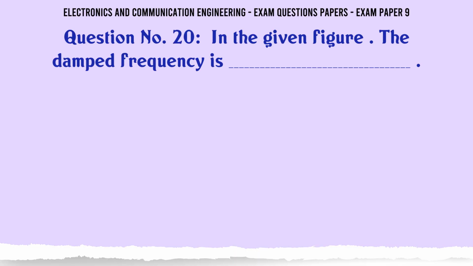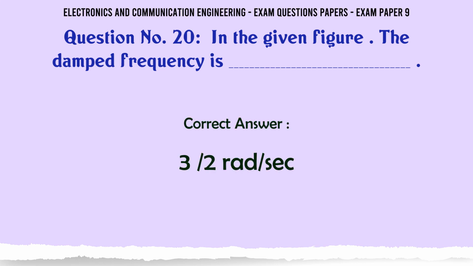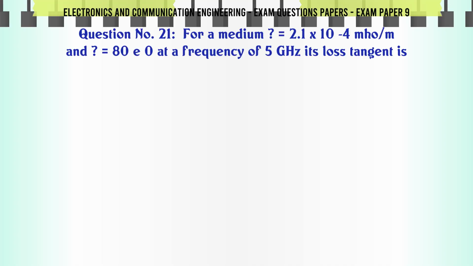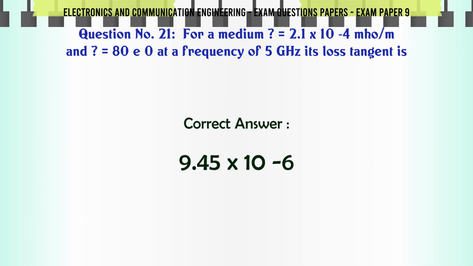In the given figure, the damped frequency is A: 0 rad/sec, B: 2 rad/sec, C: 3√2 rad/sec, D: none of these. The correct answer is 3√2 rad/sec. For a medium with ε = 2.1 × 10^-?, and a given tanδ at a frequency of 5 GHz, its loss tangent is A: 1 × 10^-5, B: 9.45 × 10^-6, C: 1.31 × 10^-4, D. The correct answer is 9.45 × 10^-6.